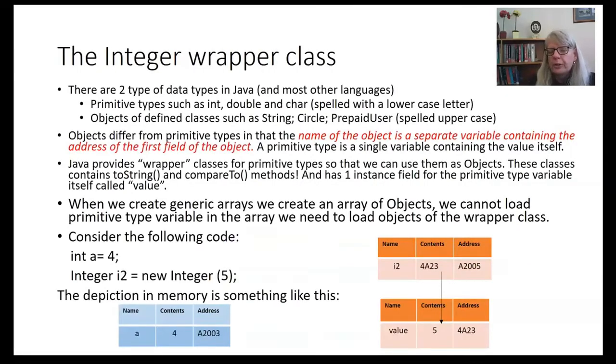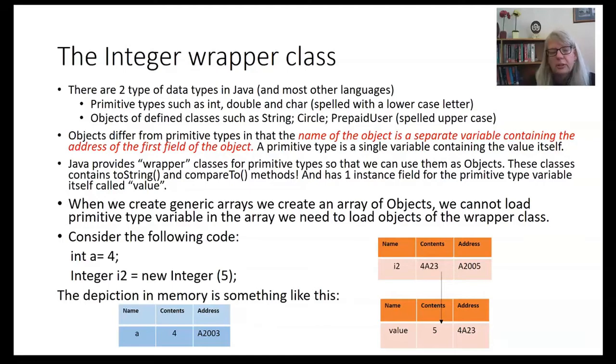The third and final thing before we start off is the integer wrapper class. In Java, you get two types of classes. You get the primitive types. You know them, int, double, character. Those are all spelled with small caps. But then you can also create your own objects as defined by classes, and string is a built-in one which you use often. You created one circle, you created one prepaid user, and so you can create many more.